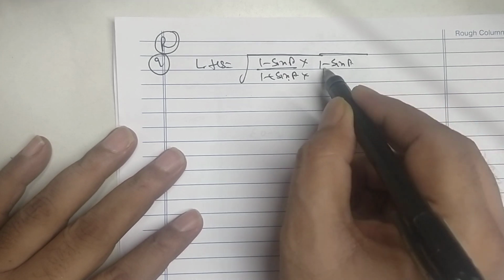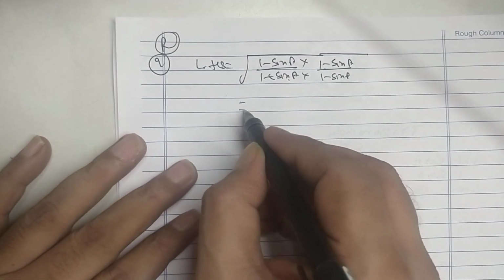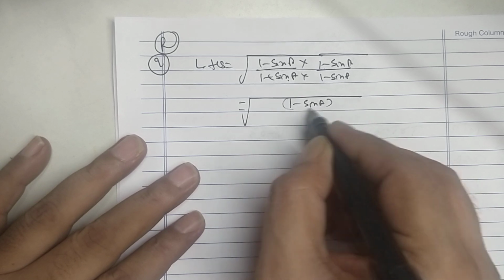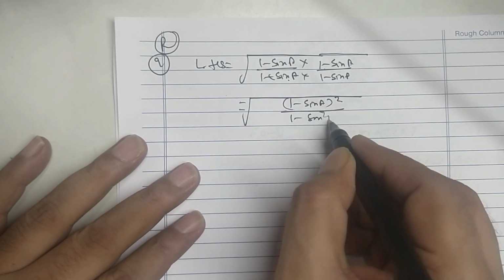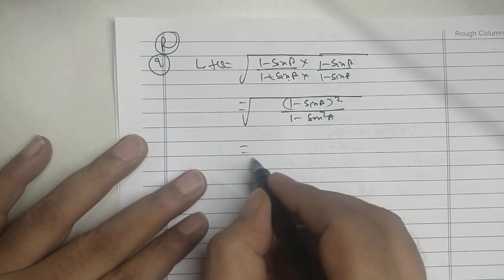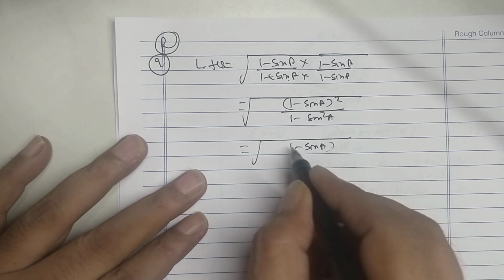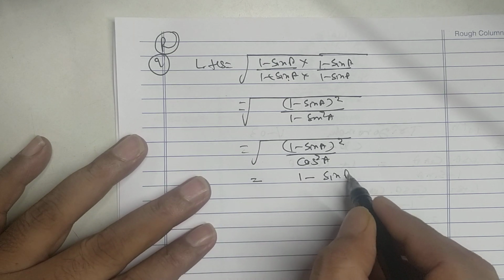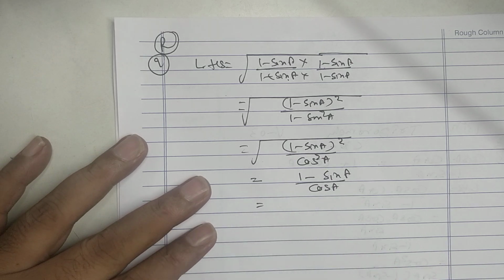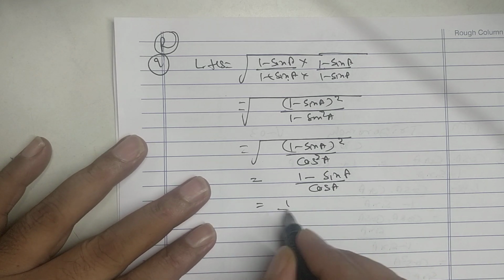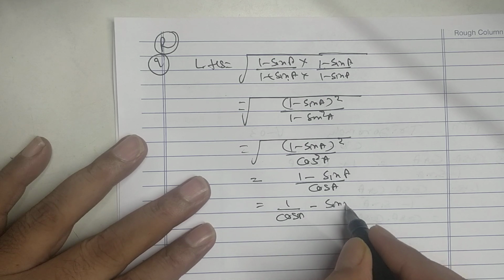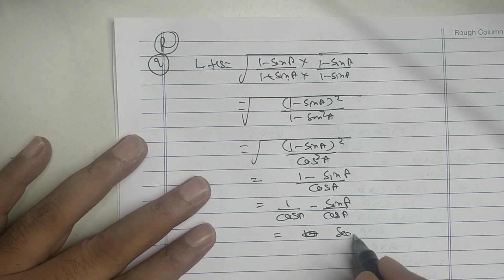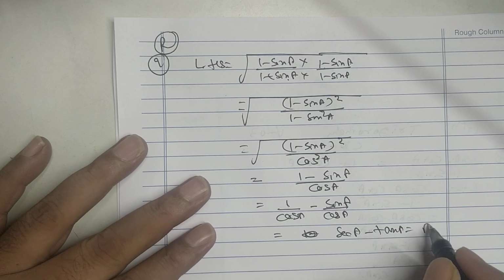1 minus sin A, 1 minus sin A. 1 minus sin A into 1 minus sin A, 1 minus sin A whole square. Don't expand. Now they will come out of the root: 1 minus sin A upon cos A. Divide method, separate: 1 upon cos A minus sin A upon cos A, that is sec A minus tan A, that equals RHS.